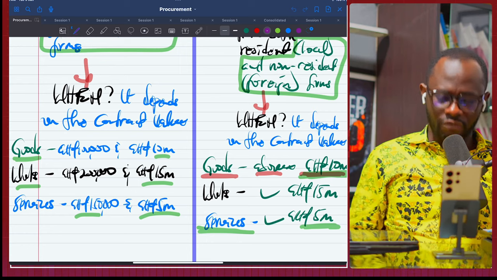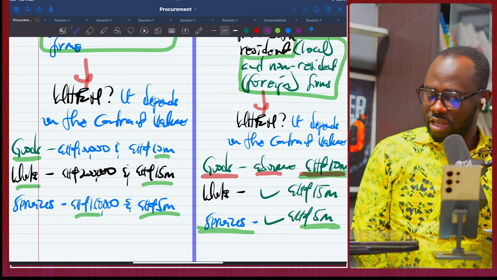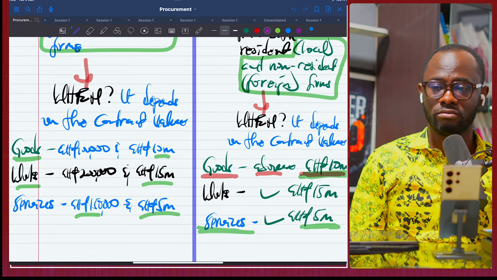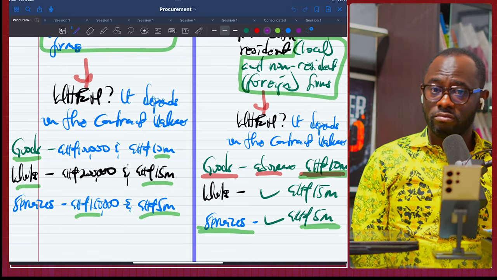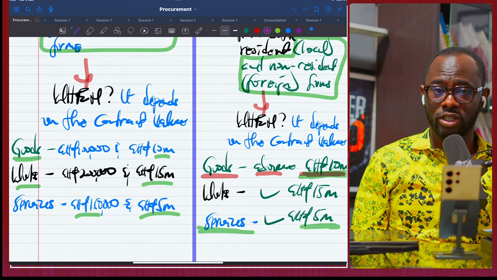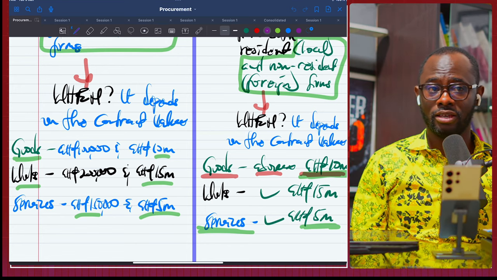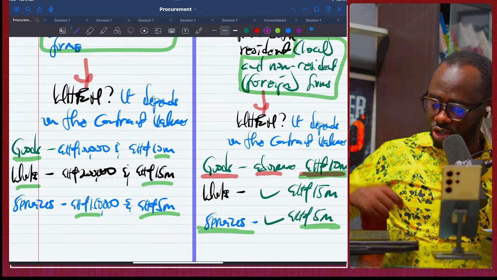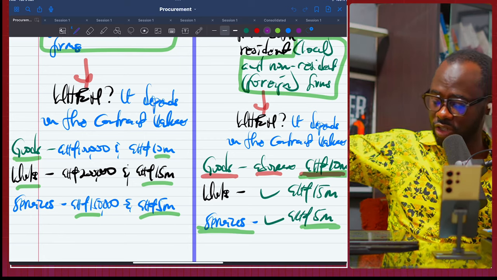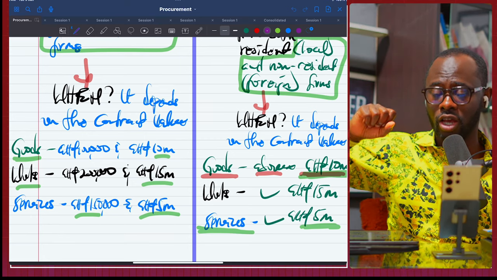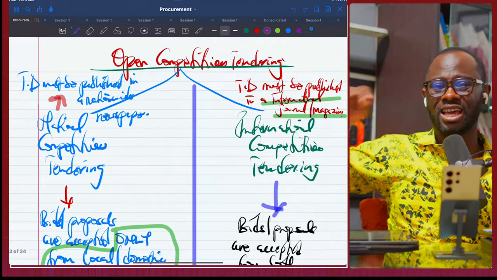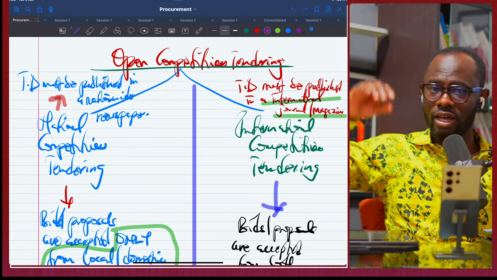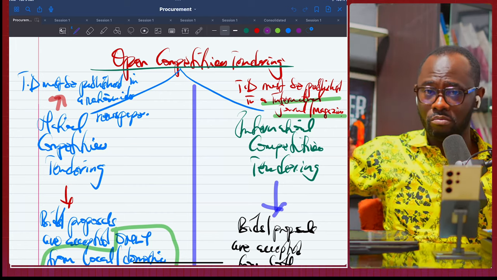So, if we are dealing with goods, works, and services up to 10 million, 15 million, 5 million, respectively, then we're going to use national competitive tendering, which means that only Ghanaian companies or companies in Ghana can bid for that contract. But anything above 10 million, 15 million, 5 million for goods, works, and services, respectively, we're going to use international competitive tendering, which means that both companies in Ghana and companies outside of Ghana can bid for that contract.